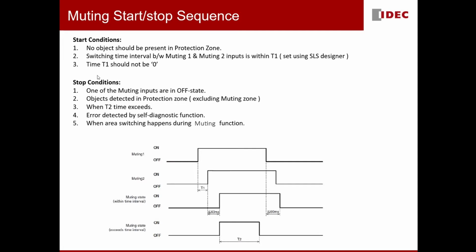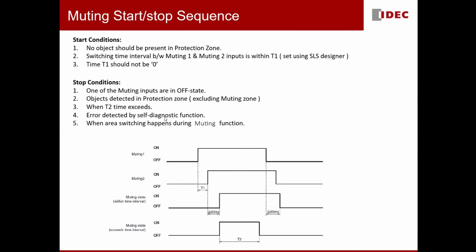For the stop conditions, the first thing to understand is that the muting function stops if either one of the muting inputs goes off. Second, if the object crosses the muting area, that is, enters the protection zone, even in that case the function will stop. The third condition is if timer T2 time exceeds. This timer can also be set using the SLS designer. So either a muting input should be in off state or the timer exceeds. Let's say I have set a timer of 40 seconds or 60 seconds. If the time exceeds, the muting function will stop and that area will act as a protection zone once again.